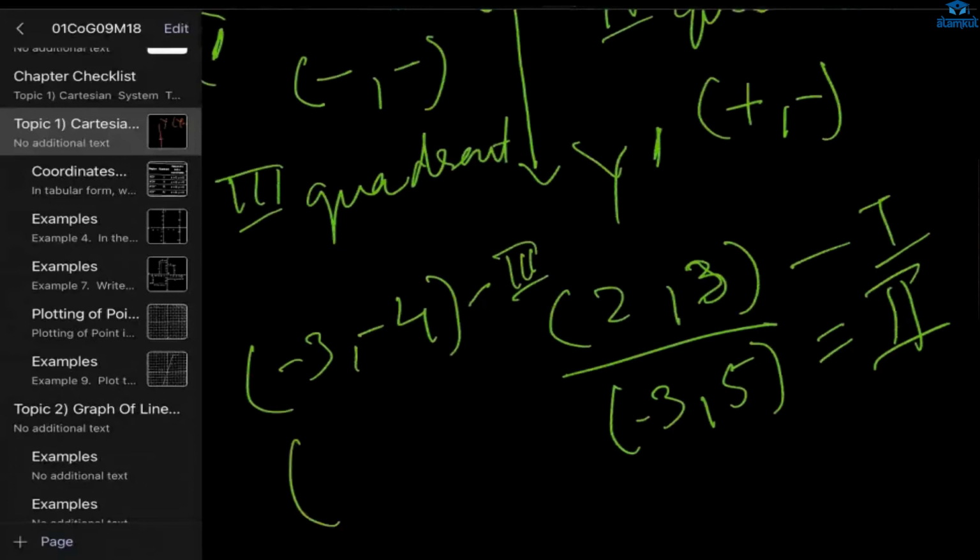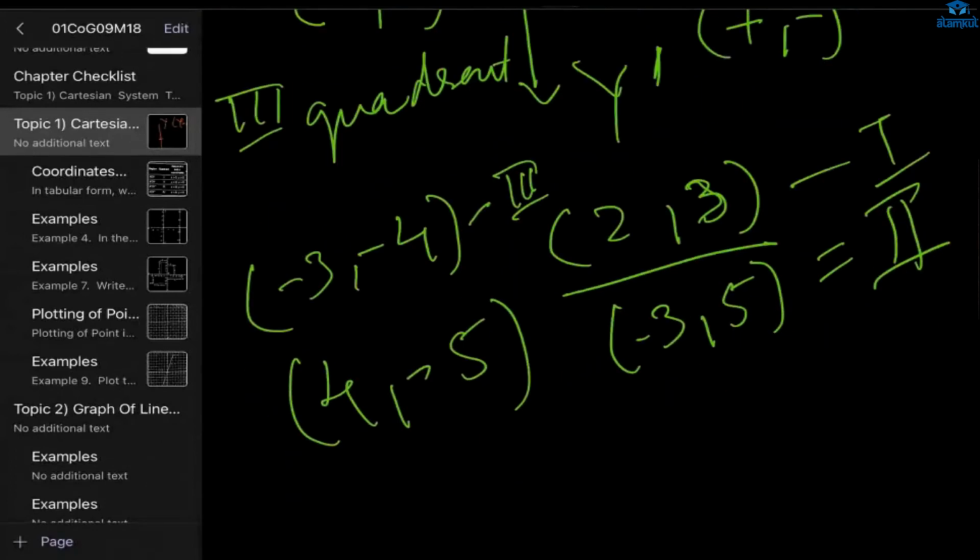And if we write 4, minus 5, Razi, can you tell me 4, minus 5?